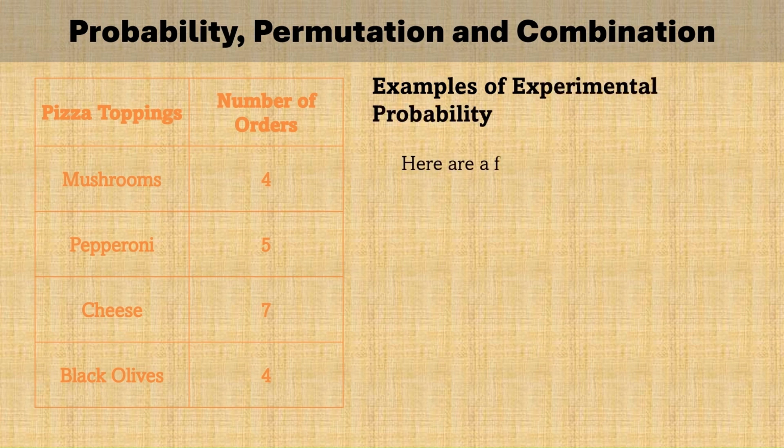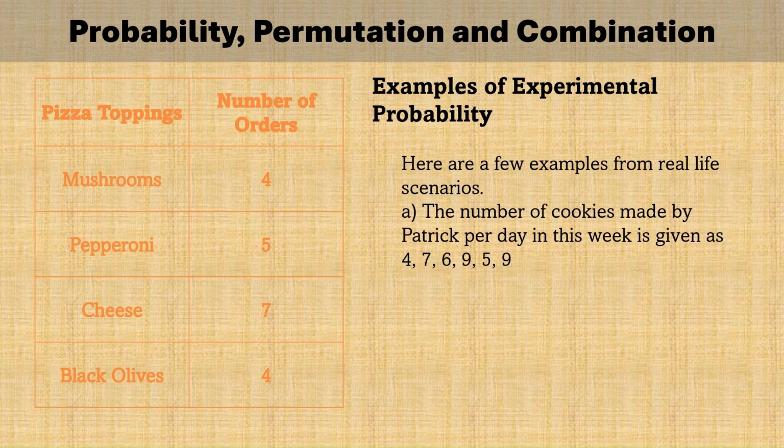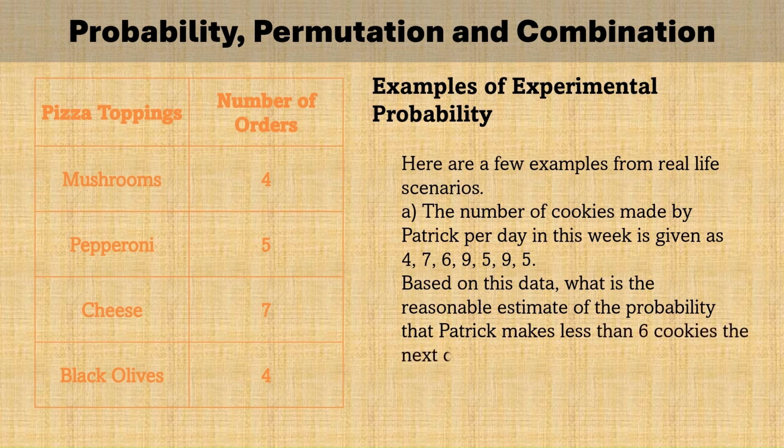Here are a few examples from real-life scenarios. A. The number of cookies made by Patrick per day in this week is given as 4, 7, 6, 9, 5, 9, 5. Based on this data, what is the reasonable estimate of the probability that Patrick makes less than 6 cookies the next day? Probability that Patrick makes less than 6 cookies is equal to 3/7, which is equal to 0.428 or 43%. Why is it 3/7? That is because there were 3 days in which the cookies made by Patrick was less than 6, these are 4, 5, 5, and there were a total of 7 observations.